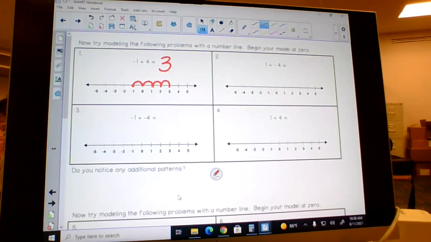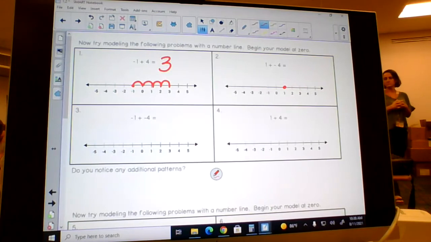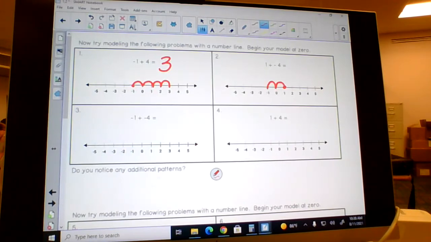Alright, so let's look at this one. Number 2, 1 plus negative 4. So I'm going to go to positive 1 because that's the number I'm starting with. But I'm going to add a negative 4. If I'm adding a negative number, which way am I going to move, Angel G? To the left. Yes. If I was adding a positive number, I would go to the right. But I'm adding a negative number, so I'm going left 4. 1, 2, 3, 4, and that puts me at negative 3.